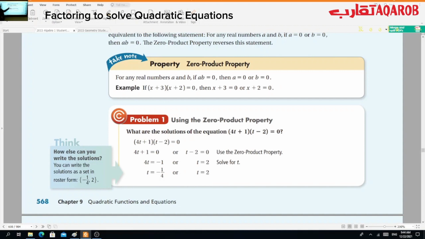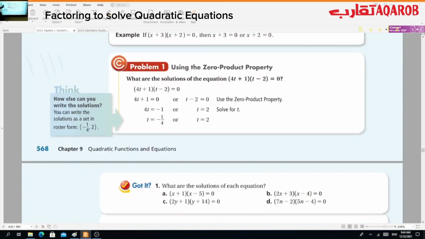So if these two binomials multiplied by each other equal 0, I have two options: either x plus 3 equals 0 or x plus 2 equals 0. And according to this, we can solve it as we used to solve linear equations.